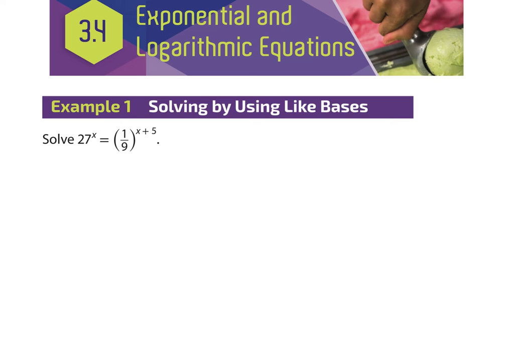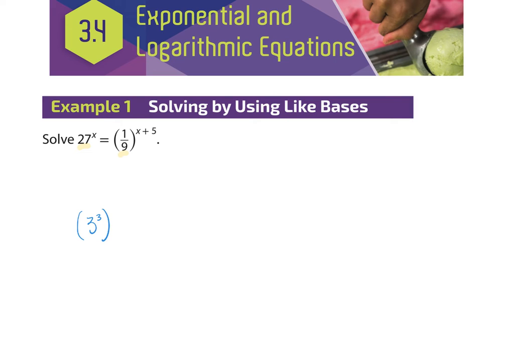The first thing that can happen is you can have two bases that may not be the same, but you can see that they are related by a common base. So if I look at these bases, on the left-hand side, my base is 27, and on the right-hand side, my base is 1 over 9. 27 and 9 have a common base of 3.